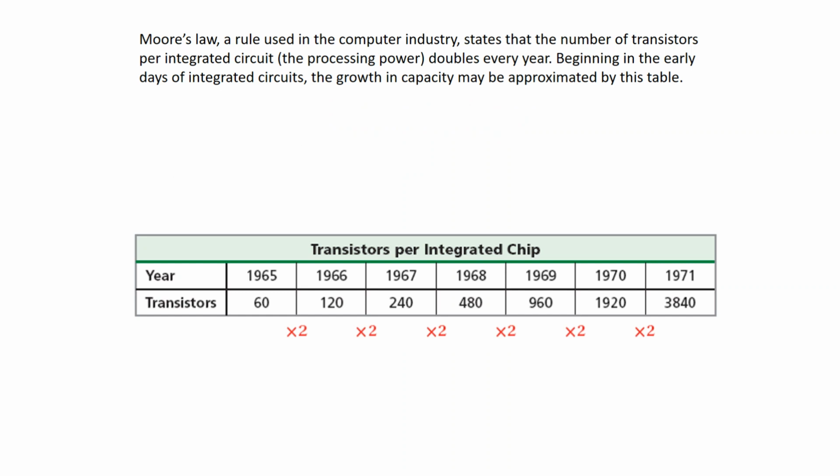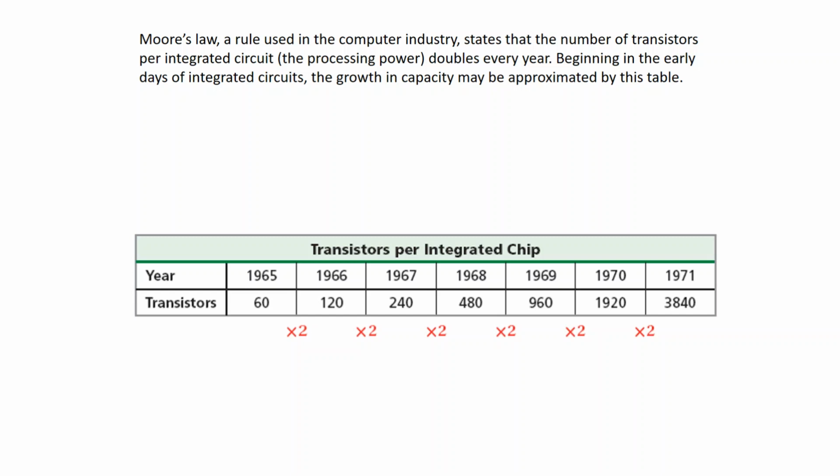Here's an example I'd like you to consider. It says Moore's law, a rule used in the computer industry, states that the number of transistors per integrated circuit, the processing power, doubles every year. Beginning in the early days of integrated circuits, the growth in capacity may be approximated by this table.